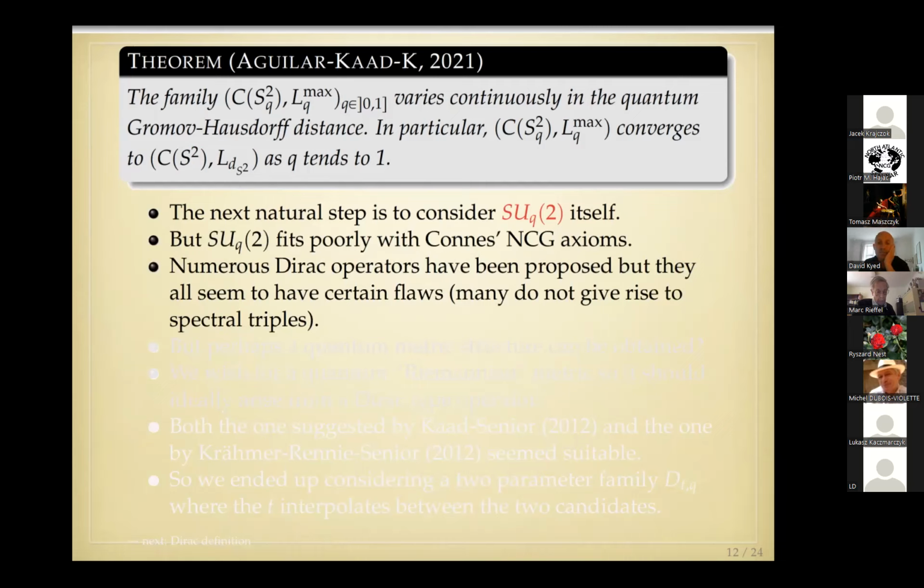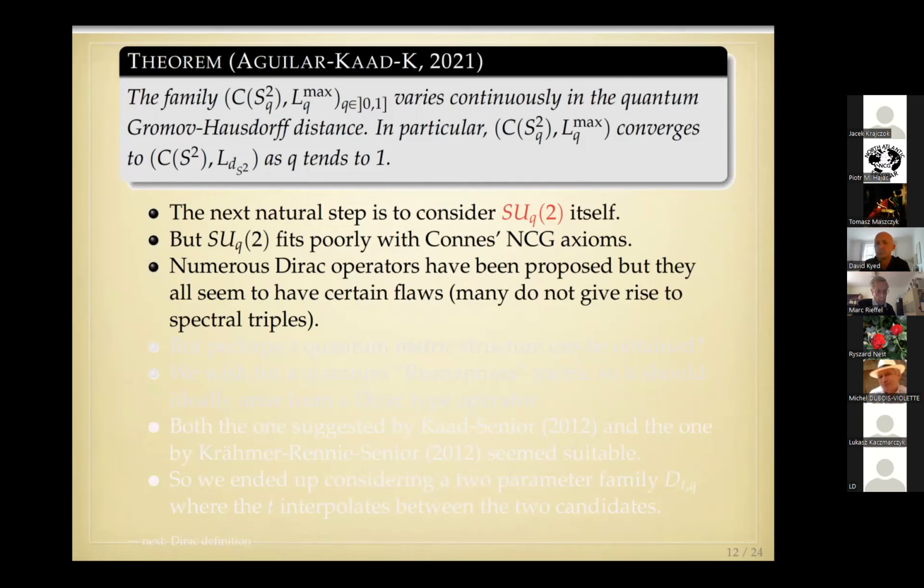There are many papers defining Dirac operators on quantum SU(2), but they all seem to be flawed in one way or another. So you can sort of play around and get certain things to work, but then you lose other things. And notably, in most cases, you don't even get a spectral triple. And in the cases where you do get a spectral triple, somehow the underlying Hilbert space is a little bit too small to be a suitable spinor bundle. So this is hard.